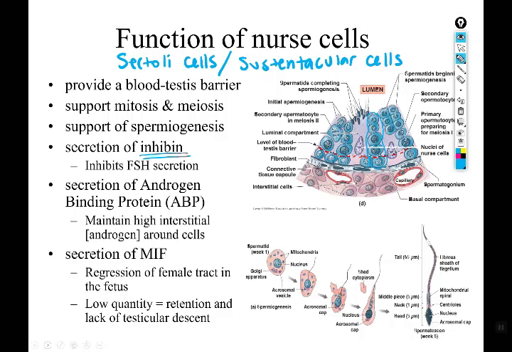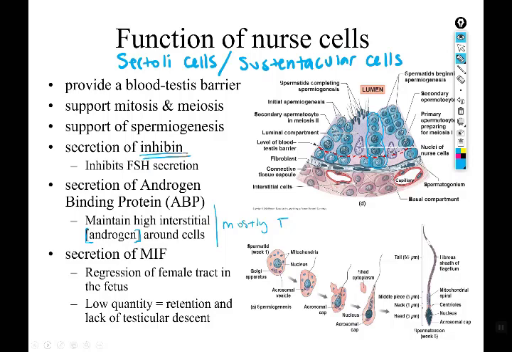The other thing they do is they secrete a protein called androgen binding protein, or ABP. And this specifically maintains high interstitial fluid concentration, that's what these square brackets mean, of androgen around cells, mostly testosterone. So it keeps T in the neighborhood to keep spurring on the process of spermatogenesis.